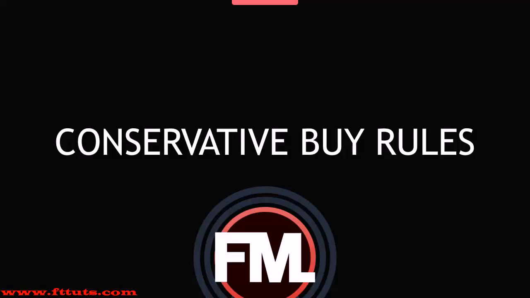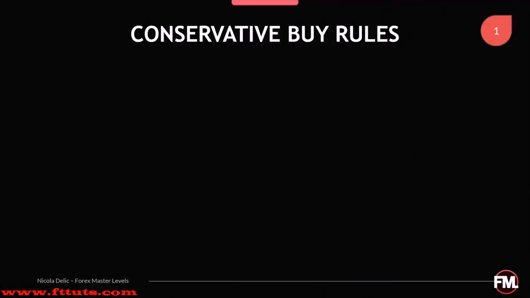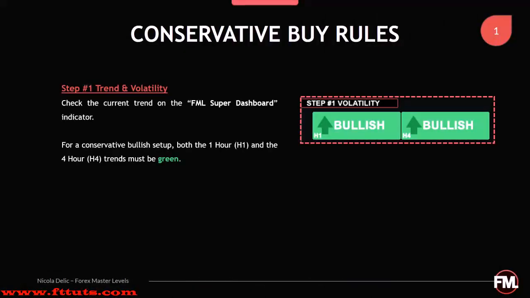Conservative buy rules. Step 1. Trend and volatility. Check the current trend on the FML Super Dashboard indicator. For a conservative bullish setup, both the 1 hour and the 4 hour trends must be green.